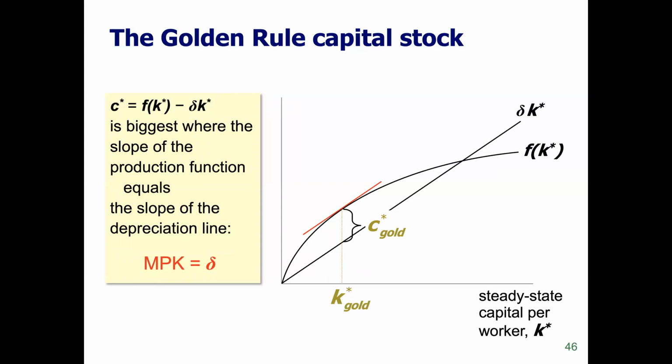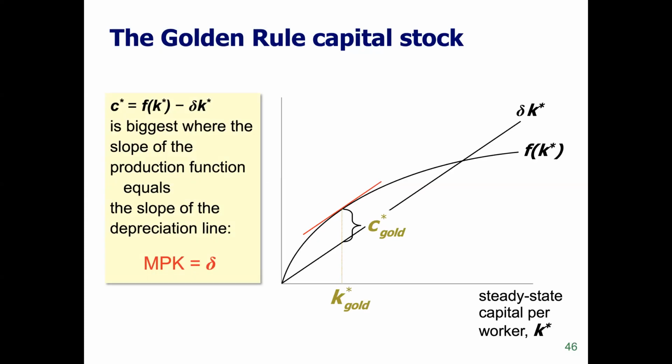And we are using the fact that thinking about the marginal product of capital on a per worker basis gets you exactly the same answer as if you were thinking of the marginal product of capital overall. So we have this very interesting condition: marginal product of capital equals depreciation rate.